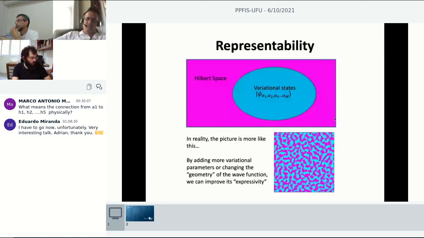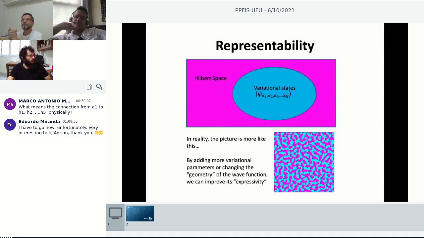So that gives you an idea of how constrained this blue bubble is inside the Hilbert space, and you can do the same with neural networks and try to figure out what kind of states you can represent accurately and what states you cannot. But yeah, that's the idea.